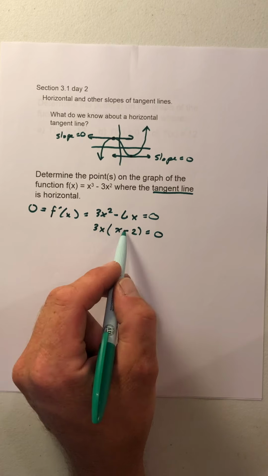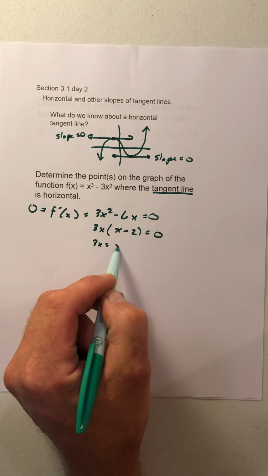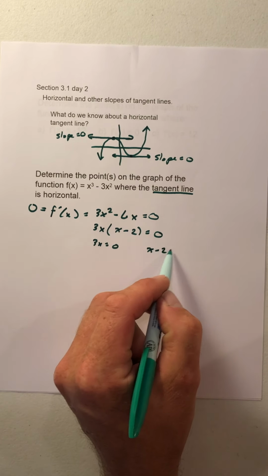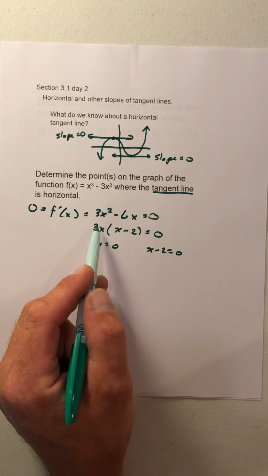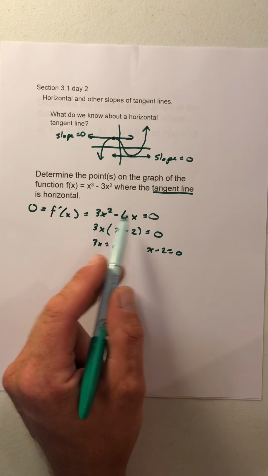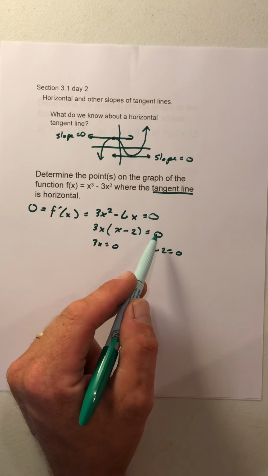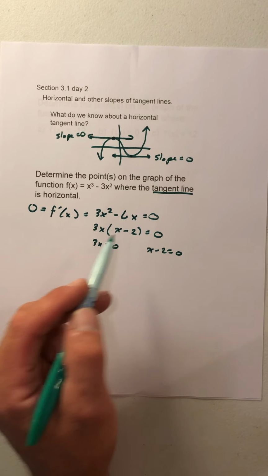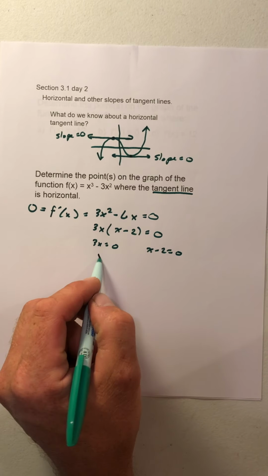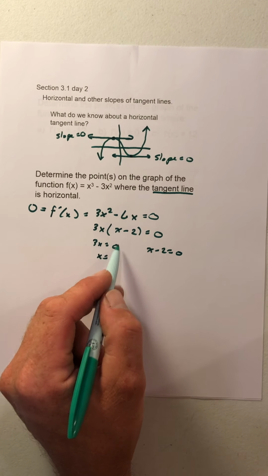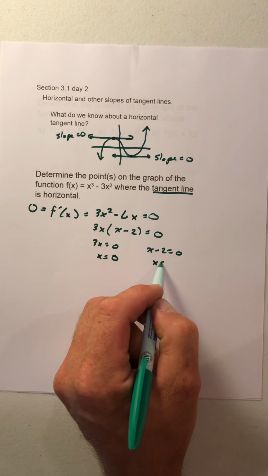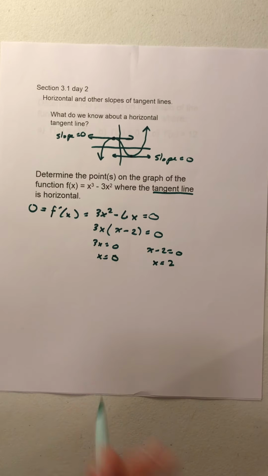We're now going to set each of these parts equal to 0. If you recall, if we have two things multiplied together to give us 0, then we know that one or both of these two pieces has to equal 0 as well. So we go ahead and solve. Divide by the 3, we get x equals 0 here, add 2, we end up with x equals 2. So this gives us the x values.